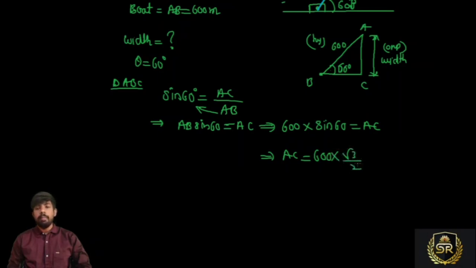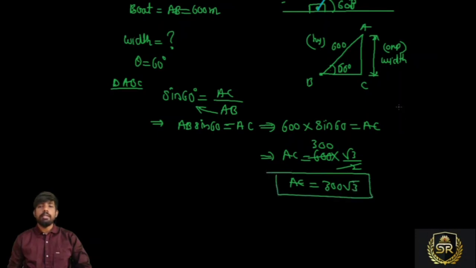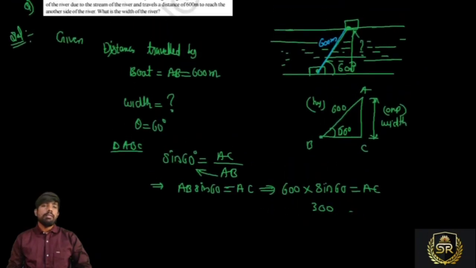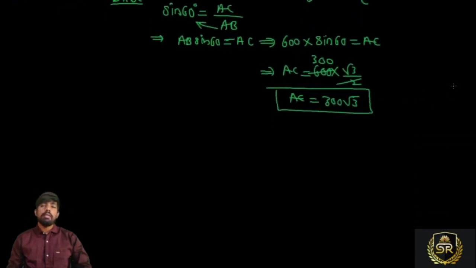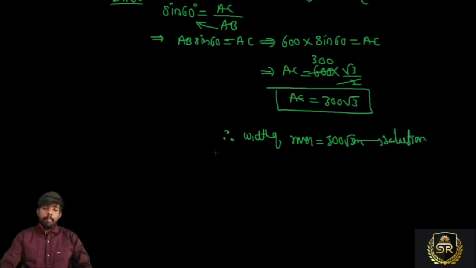Here AC is equal to 600 into the sine 60 value, which is root 3 by 2. 2 3 is 6. So here AC is equal to 300 root 3. 300 root 3 is the AC distance. So what is the width of the river? Therefore, the width of the river is 300 root 3 meters. That's all. This is the required solution.